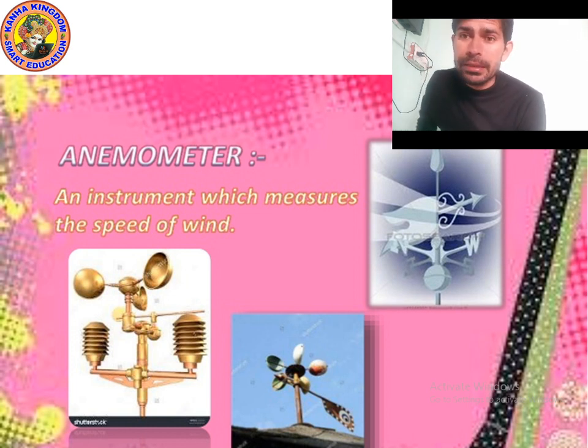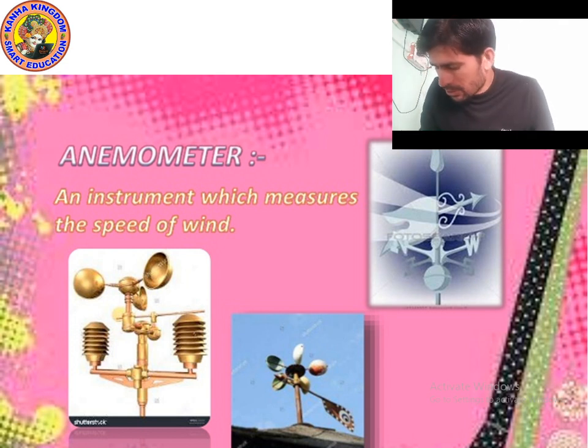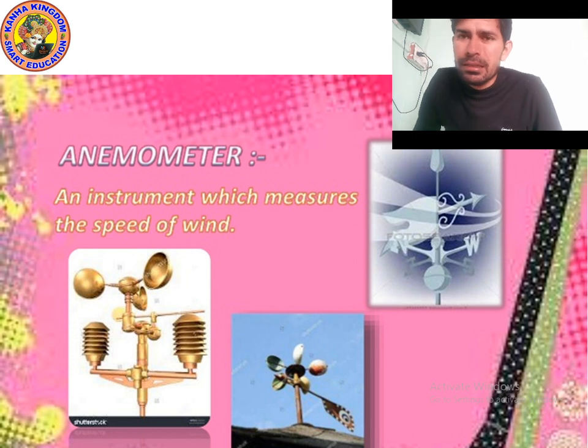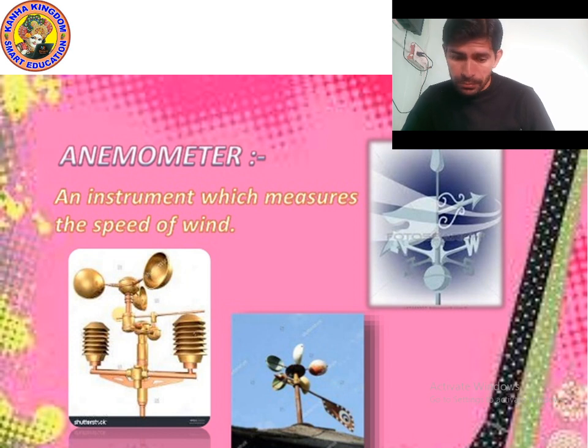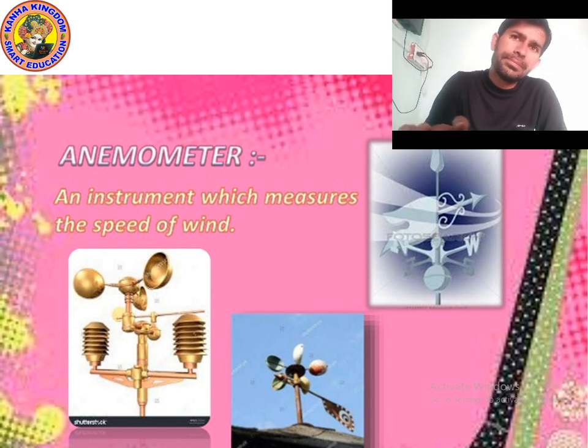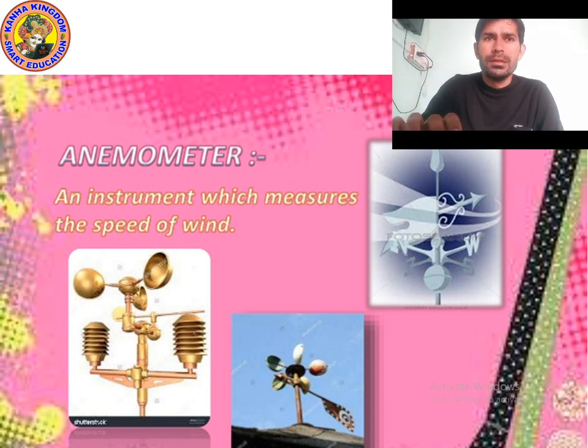anemometer is an instrument which is used to measure the speed of wind. What is the speed of wind? Speed is always measured in meter per second or kilometer per hour. And speed is defined as distance in unit time. Okay, this is actually speed.